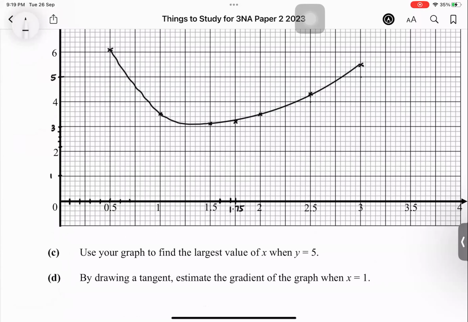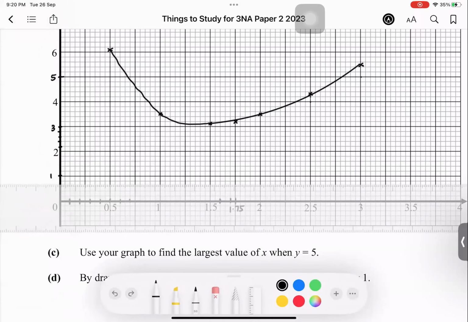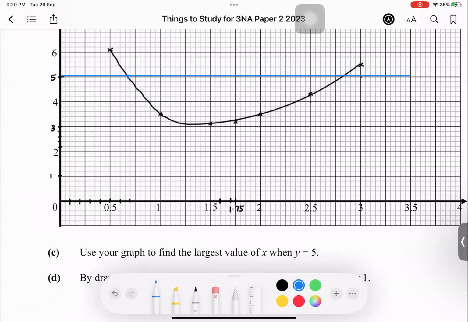Use the graph to find the largest value of x when y equals 5. Now, when y equals 5, I draw the horizontal line y equals 5. It's not just one solution. It's two solutions in this case. There are two points of intersection. But the question wants the largest, so I just read the largest value. This is 2.5, 2.6, 2.7. So my answer is 2.8.